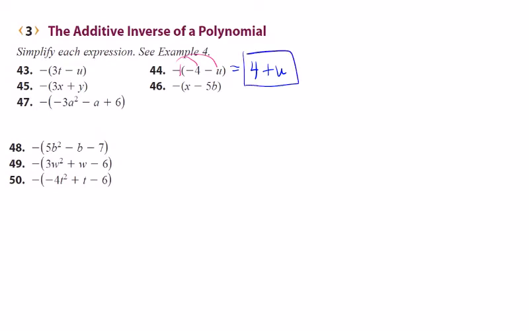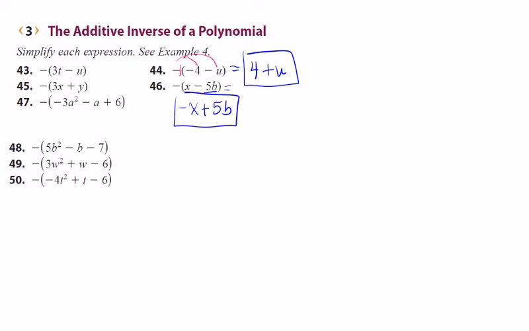All right. So if we look at number 46, all I have to do, if I have a negative out front, I'm just going to change the sign of everything inside. So this will go from a positive x to a negative x. This will go from a negative 5b to a positive 5b. All right, and that's all it is.